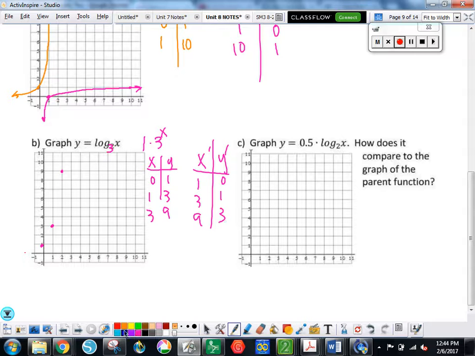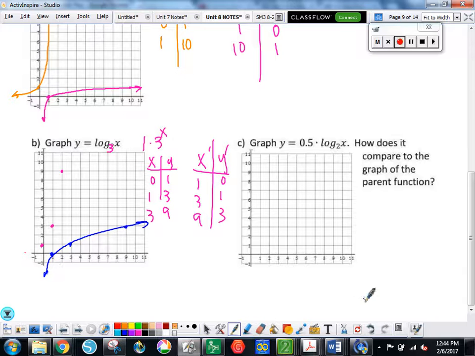Ignore them. 1, 0, 3, 1, and 9, 2. It's saying 3 squared is 9. 3 to the first power is 3. 3 to the 0 power is 1. And that looks something like this. So there's the parent graph. Questions with the parent graph?